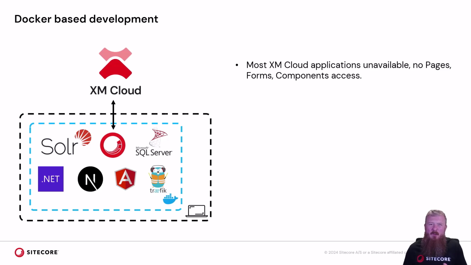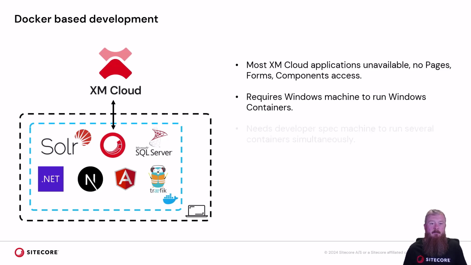First, while you can mock some of the applications, it's not possible for all of them. So you didn't have access to things like pages, forms, or components. Next, because the CM image is based on .NET Framework, it means you needed to run Windows-based containers, and that introduced a requirement for a Windows-based development machine, so you couldn't run on things like macOS or Linux. The number of containers you needed to run as well also meant you needed a fairly high-spec machine to be able to have all those containers running simultaneously and still have a productive developer experience.